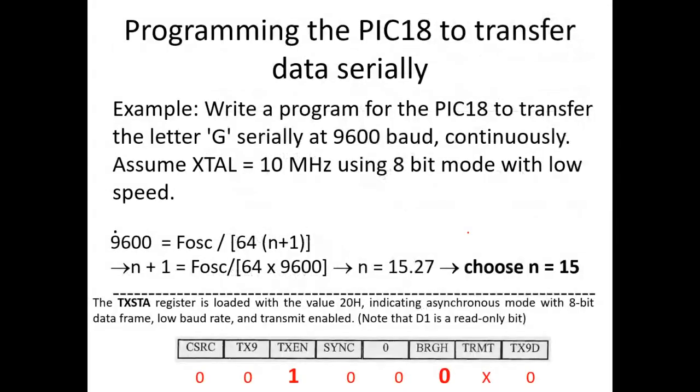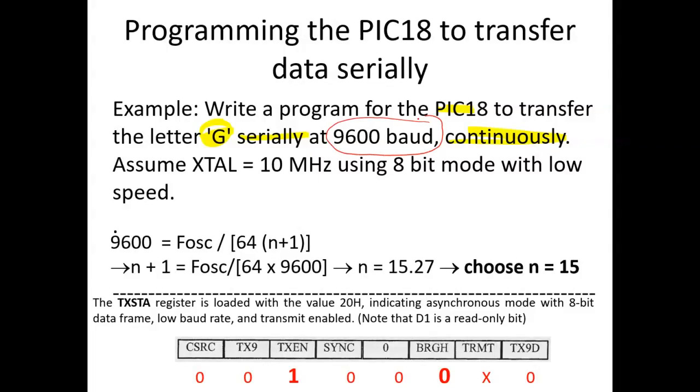Now let's make a program. Let's have here a read example. We have to write a program for PIC18 to transfer the letter G serially, continuously. You have to send the letter G, then send again the letter G, then again the letter G, continuously. So how to send the letter G? You have to send the ASCII code of the letter G. Now, what are the configurations that we have to put here?